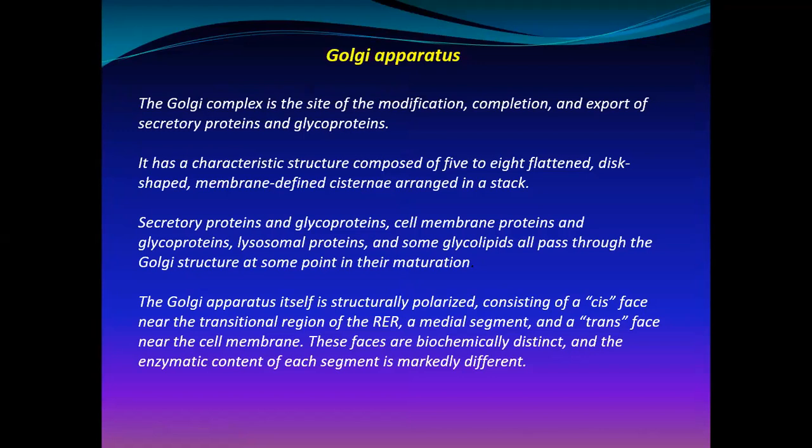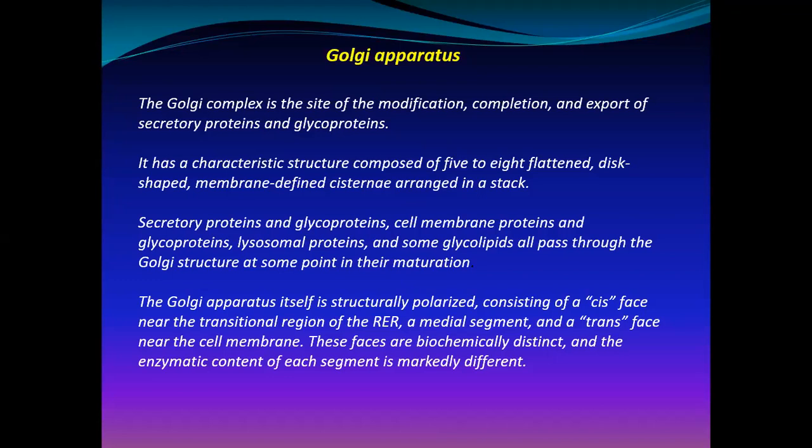Golgi complex, the site of modification, completion, and export of secretory proteins and glycoproteins. So the glycoproteins are mostly membrane proteins. So what is happening in the Golgi apparatus? Modification of the protein, completion, that means the proteins are modified and completed and exported, right? So it has a characteristic structure composed of 5 to 8 flattened disc-shaped membrane-defined cisternae, right?